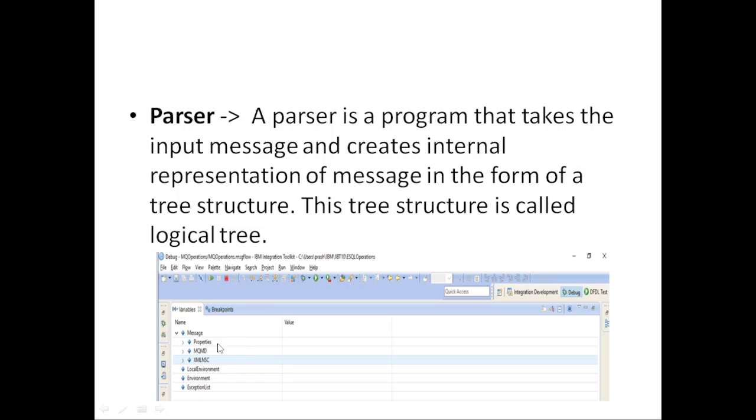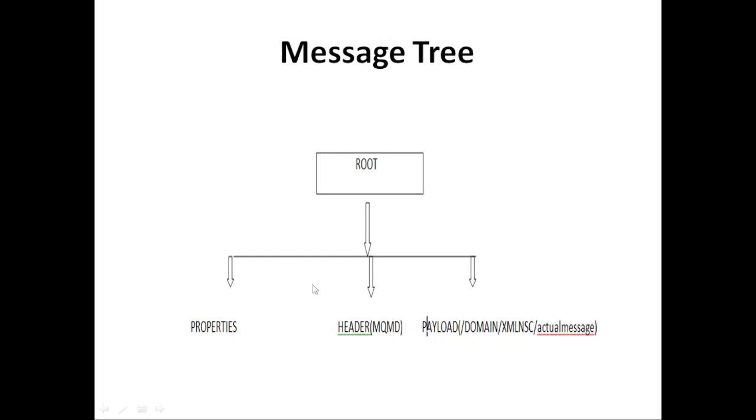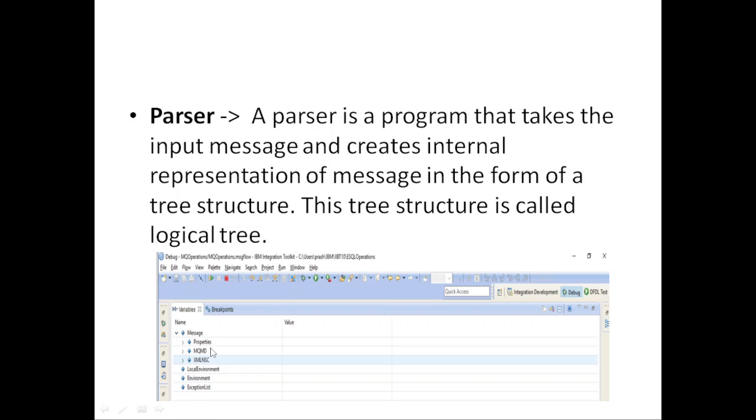What are the message properties, and which are persistent or not? Everything will be present here. MQMD, the header part of the message, will be stored here, and the main message, or the payload of the message, is called the XMLNSC. So for the message we have three parts: the properties, the header, and the payload, and these are all in a systematic order.